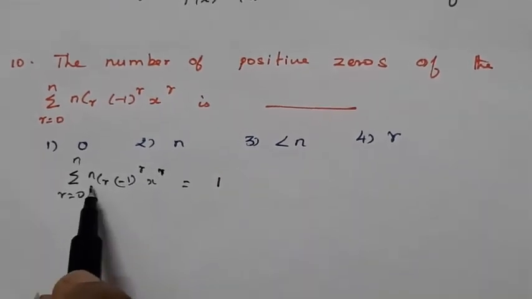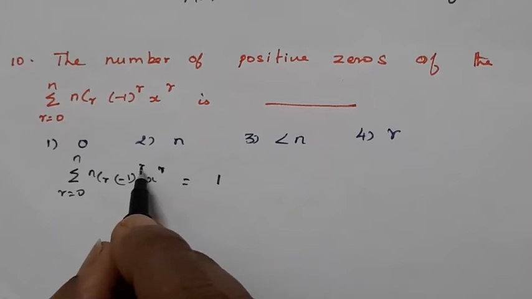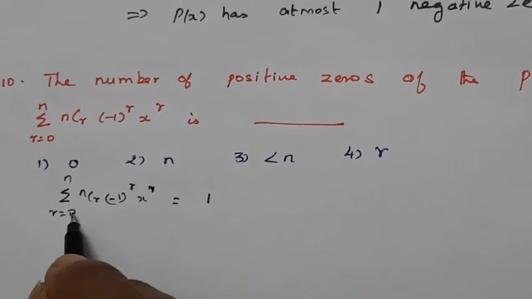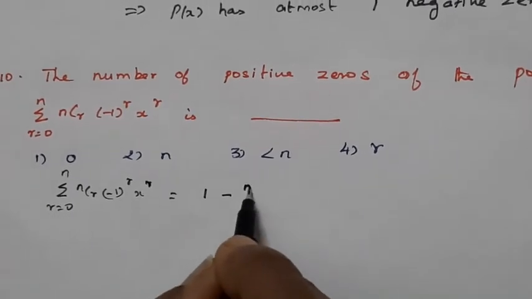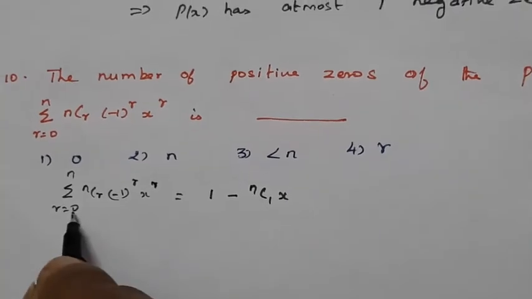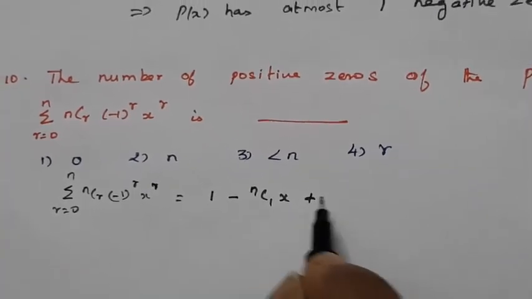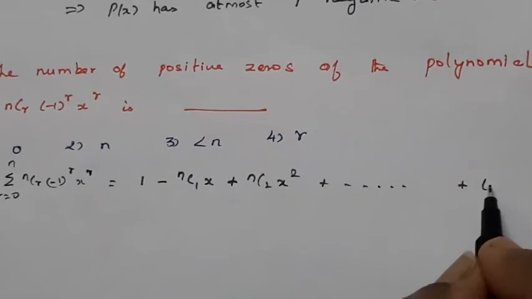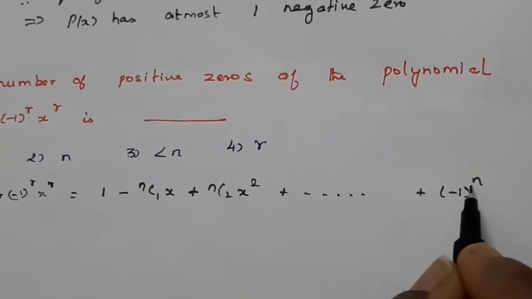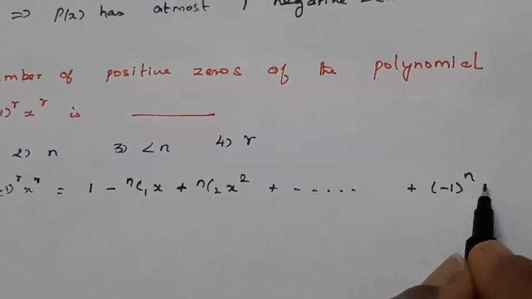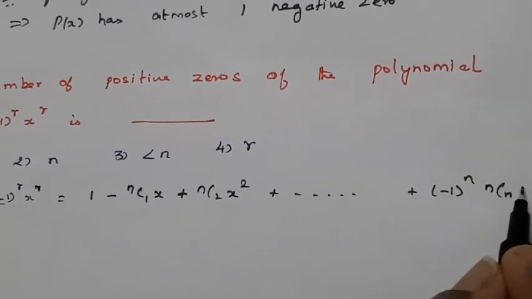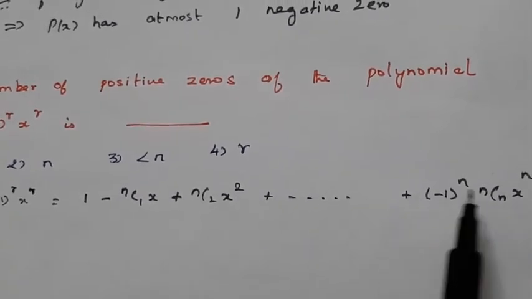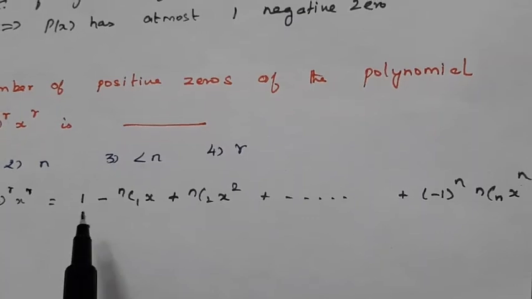Then by substituting r as 1, nC1, minus 1 the whole power 1 means this factor decides the sign, either plus or minus. So when r is equal to 1, it will be minus, so minus nC1 into x. Okay. Then when r is equal to 2, this will be positive. So the next term will be positive nC2 into x square. So in this way it goes on, and the last term will be minus 1 the whole power n, since we don't know whether n is odd or even, into nCn, that is 1, which is x power n. Okay. So this is a polynomial. So what is its degree? Its degree is n. So it should have n zeros.